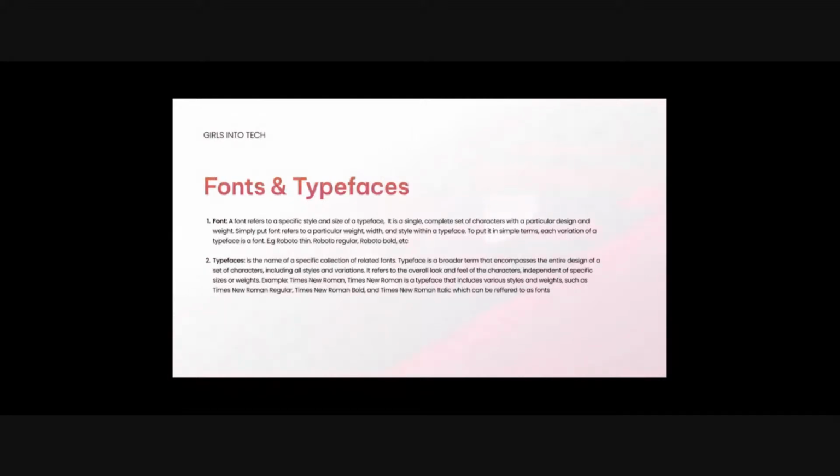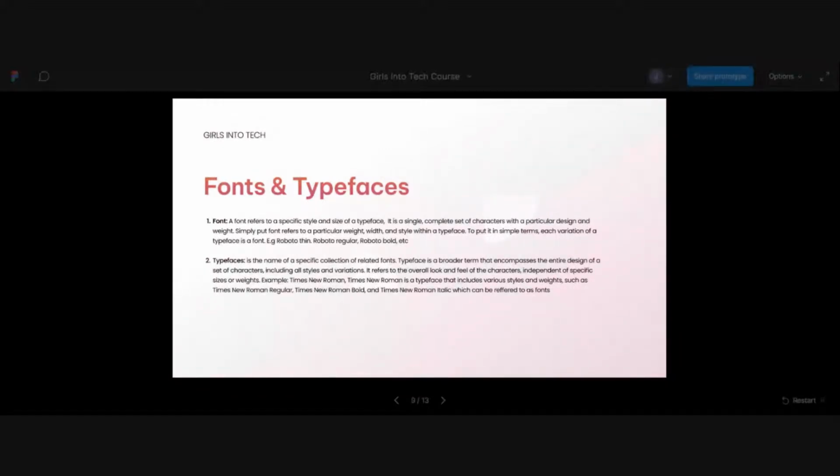It could be a bit confusing sometimes, but just understand that the font is basically the set of characters with similar characteristics, and it's a variation of a typeface. For example, you have your Roboto regular, Roboto bold, Roboto thin. You can have your Poppins thin, Poppins regular, Poppins bold. Then you can have your typeface to be Roboto, or Inter, or Poppins.